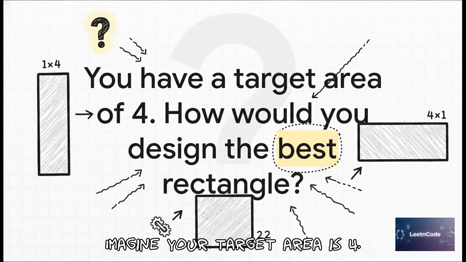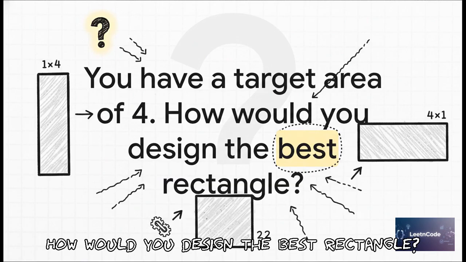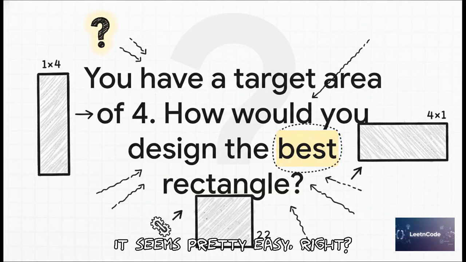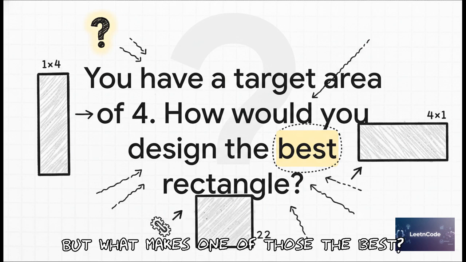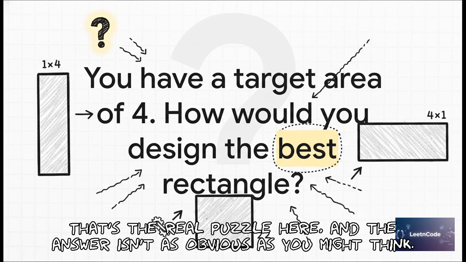So, let's warm up with a super simple example. Imagine your target area is 4. How would you design the best rectangle? It seems pretty easy, right? I mean, you could have a 1x4 or a 4x1 or maybe a 2x2 square. But what makes one of those the best? That's the real puzzle here, and the answer isn't as obvious as you might think.